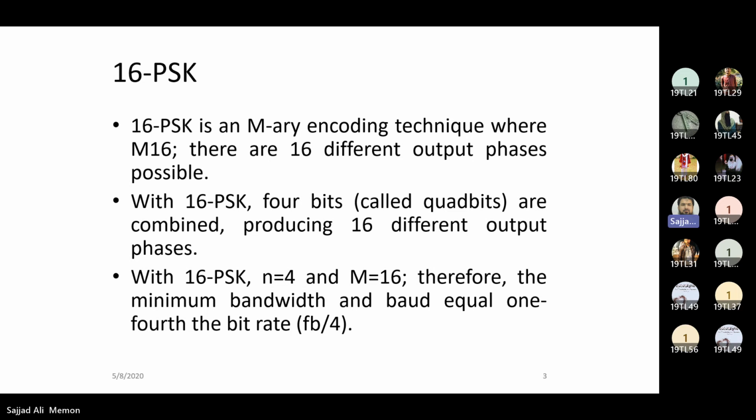16 PSK is an M-array encoding technique where M is 16. That means there are 16 different output phases possible. So we will have a group of 4 bits. Each symbol will have 4 bits, meaning at a time we will be transmitting 4 bits in one signaling element. That is how 16 different output phases are possible.